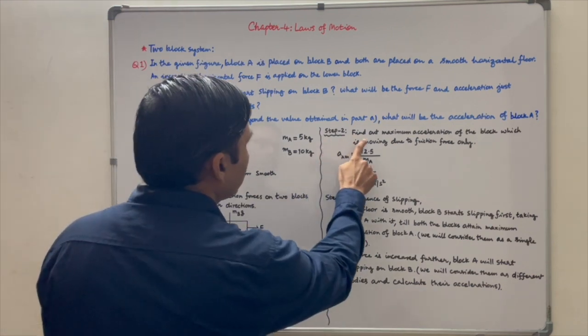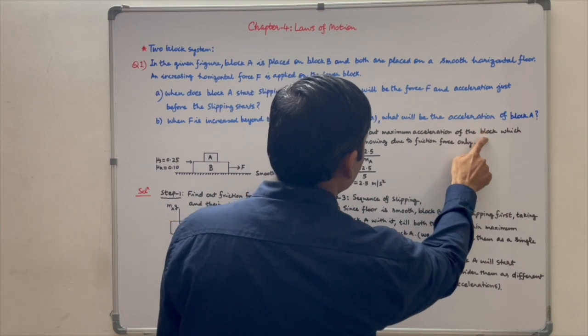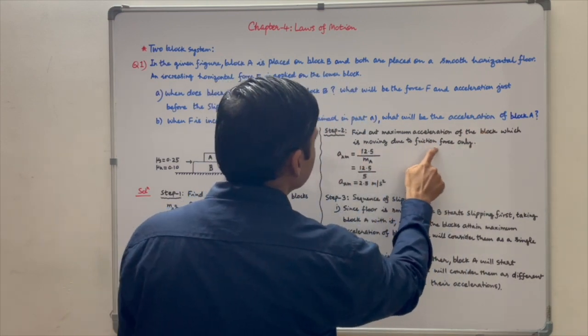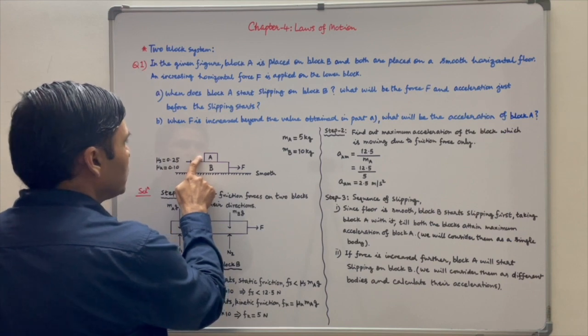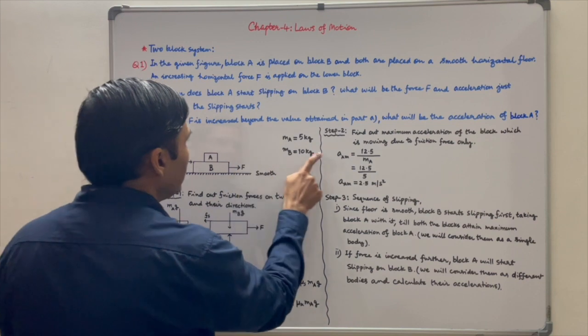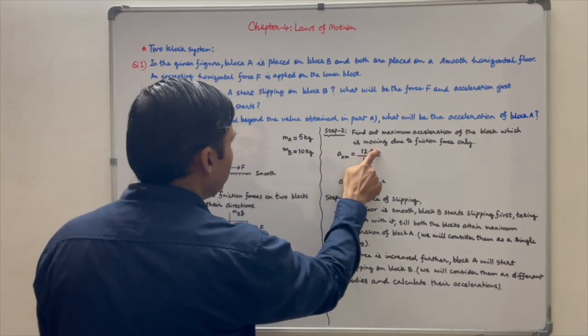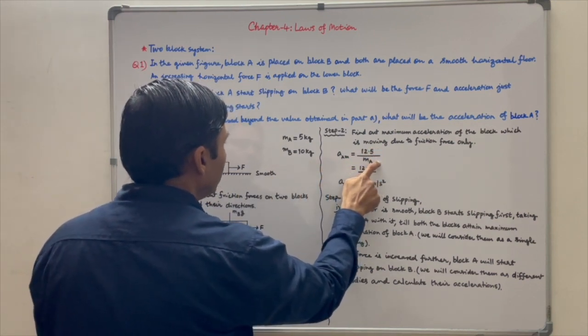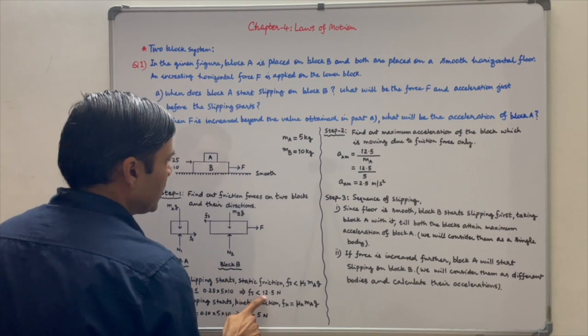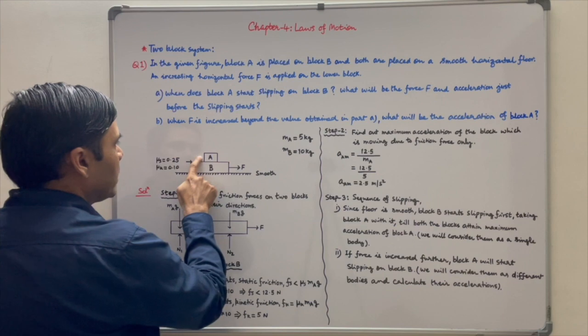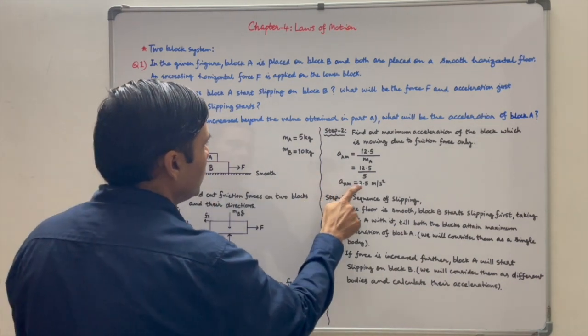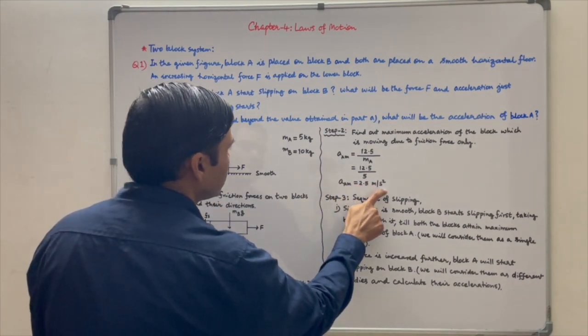Second step, find out maximum acceleration of the block which is moving due to friction force only. Block A is moving due to friction force only. It can attain a maximum acceleration a_AM equal to limiting friction upon its mass. Limiting friction is 12.5 Newton and its mass is 5 kg. So block A can attain a maximum acceleration of 2.5 meter per second square.